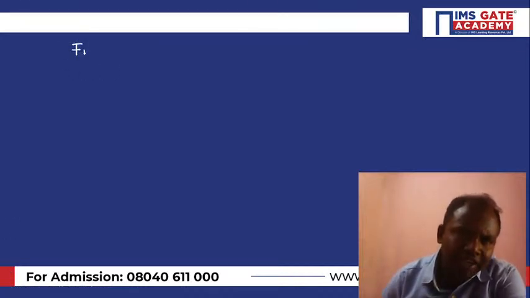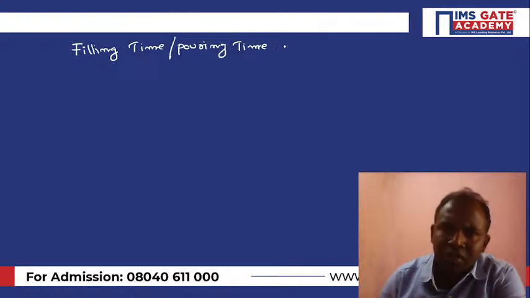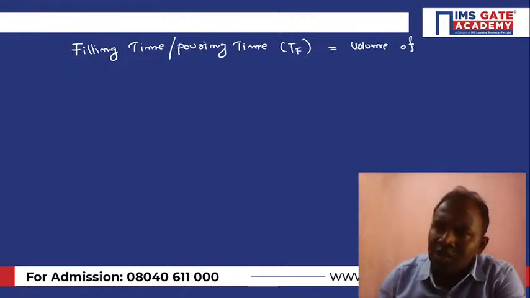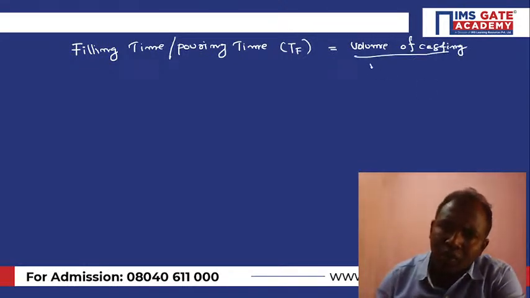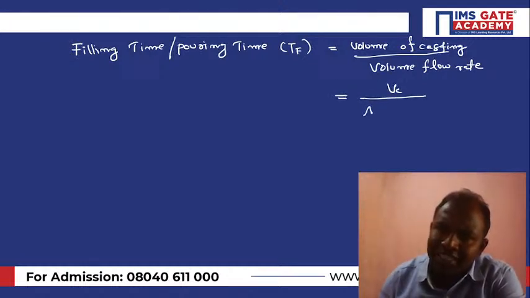For filling time, we have a formula that you know. Filling time, or we can also call it pouring time, both are the same. So filling time TF is equal to the volume of casting divided by the volume flow rate. Here, VC is the volume of casting.